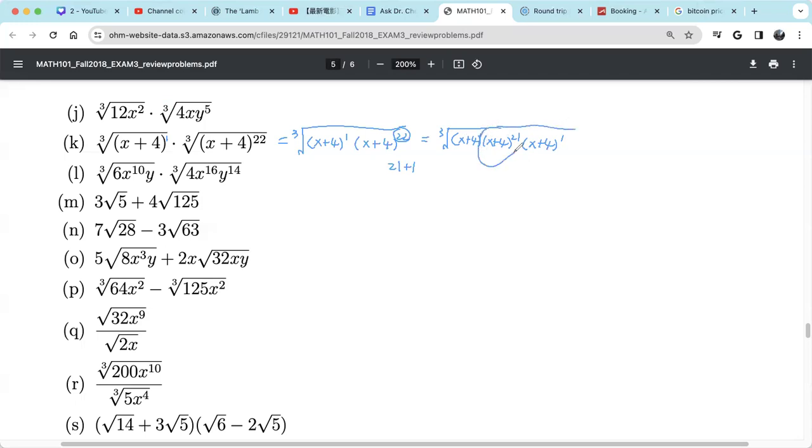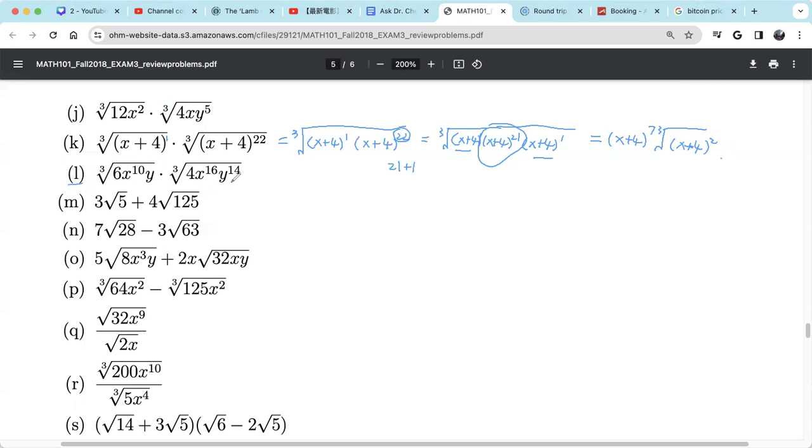So this one raised to 21, 21 divided by 3, that's 7. So that one comes out as x plus 4 raised to 7, because 21 divided by 3 is 7. Now inside the cubic root, we still have this x plus 4, we have this x plus 4. So that's x plus 4 squared. So simplify to be x plus 4 raised to 7, then cubic root of x plus 4 squared.